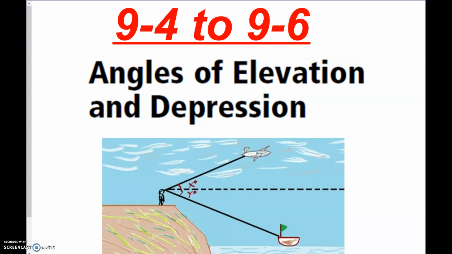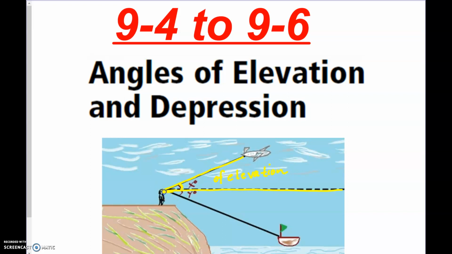Today we are talking about angles of elevation and angles of depression. If you notice this person sitting on top of this cliff, this person has eyesight that goes straight out. Their eyeballs can look up to that airplane, and this would be called the angle of elevation.